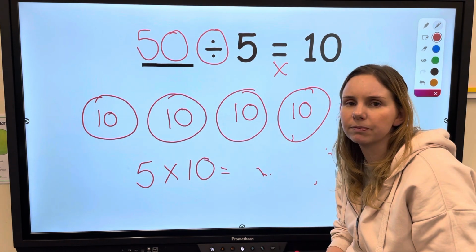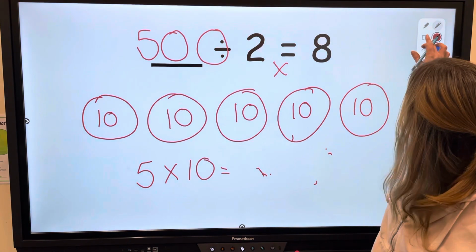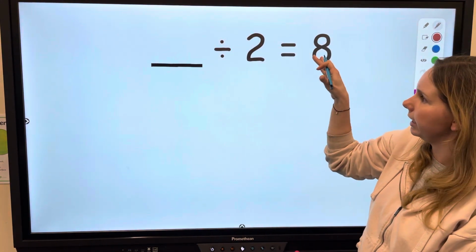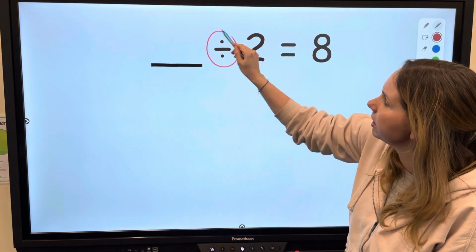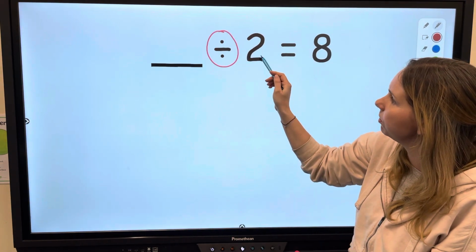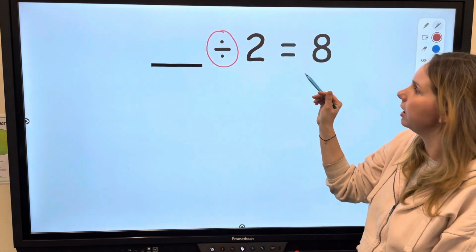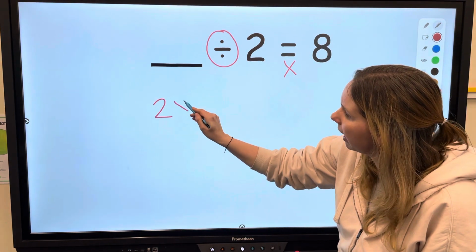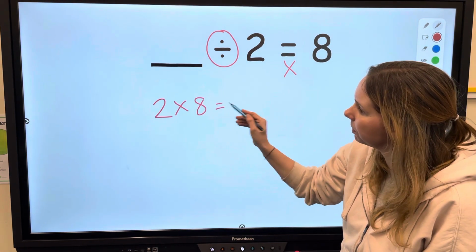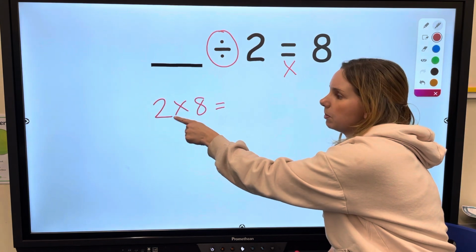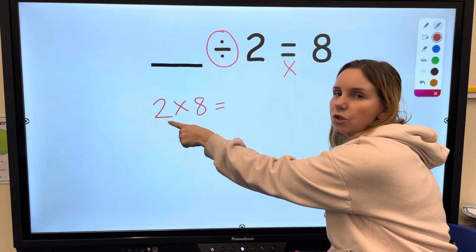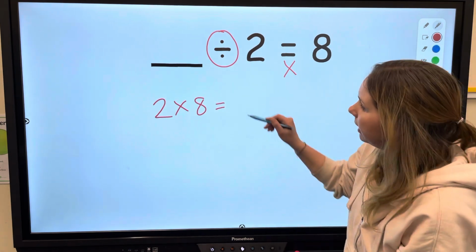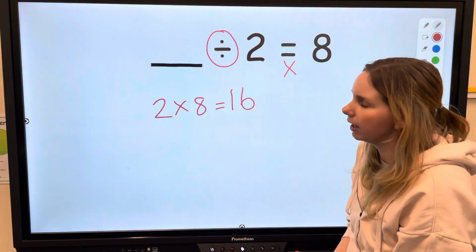Okay, let's have a look at another one. So, missing number divided by 2 equals 8. So I've just talked about doing the inverse. So something shared into 2 groups, an 8 in each group. I know I could multiply. 2 multiplied by 8 equals. Now what do I say we're doing if we're multiplying a number by 2? We are doubling it. And if you know what double 8 is, you will know your answer is 16.